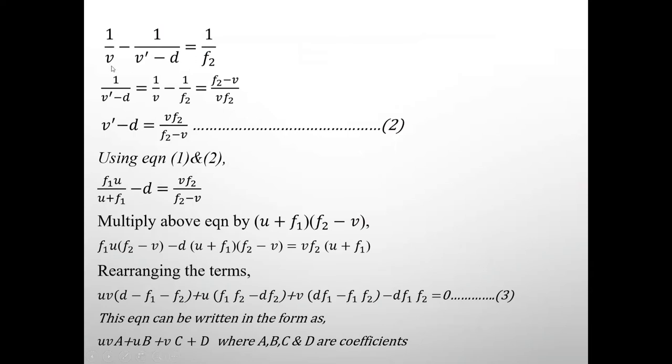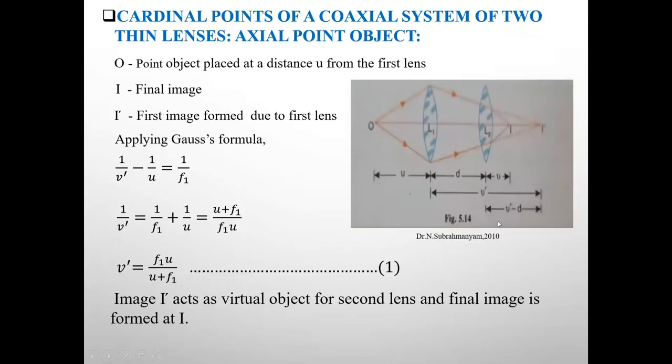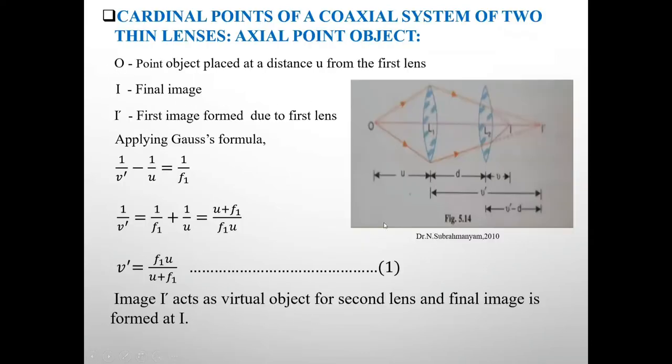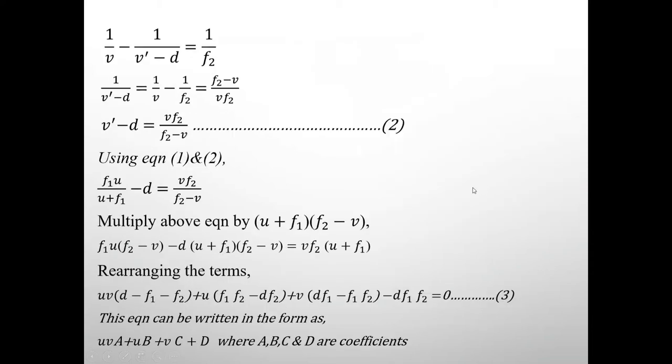Similarly, we can write 1 upon V minus 1 upon V dash minus D is equal to 1 upon F2. Now we have taken this V dash minus D and this V. So 1 upon V dash minus D is equal to 1 upon V minus 1 upon F2, which is equal to F2 minus V upon VF2. So V dash minus D is equal to VF2 upon F2 minus V.